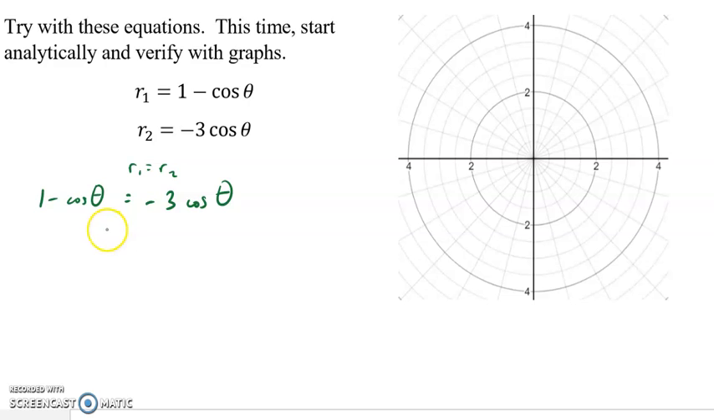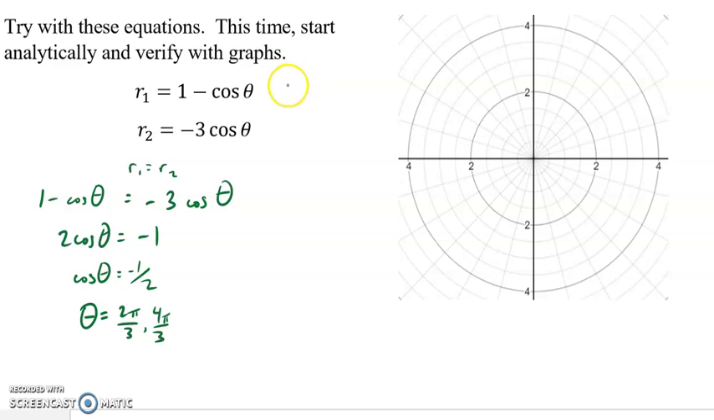And if we try to solve for theta, maybe I'll add 3 cosine theta to the left side and subtract 1 from the right side, so we get cosine of theta equals -1/2. And that means that theta is going to equal the theta values where, when you take the cosine, you get -1/2. That's 2 pi over 3, 4 pi over 3.